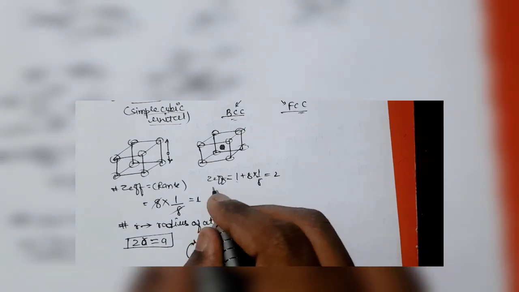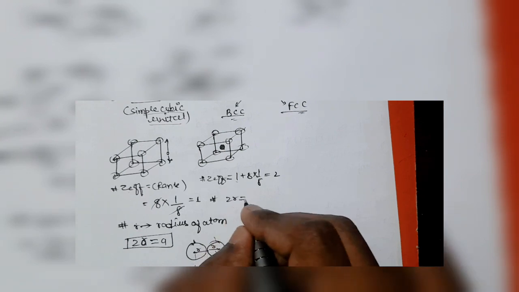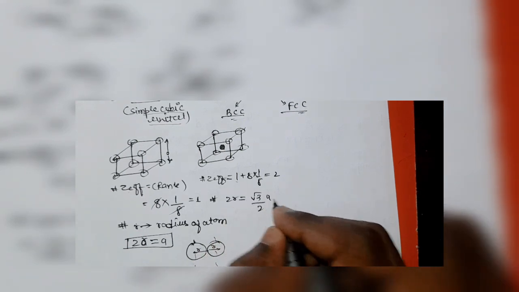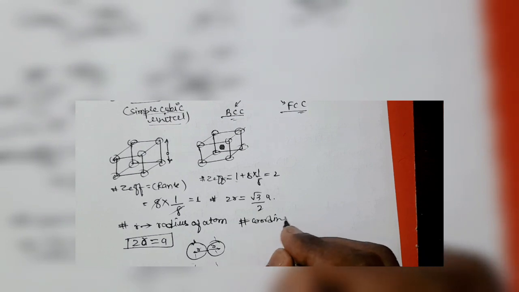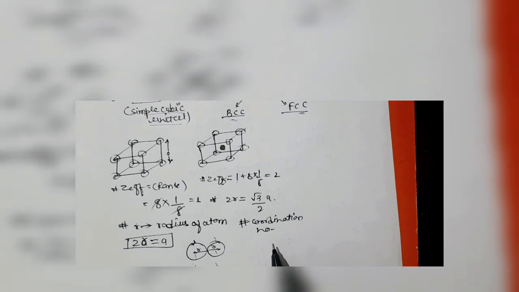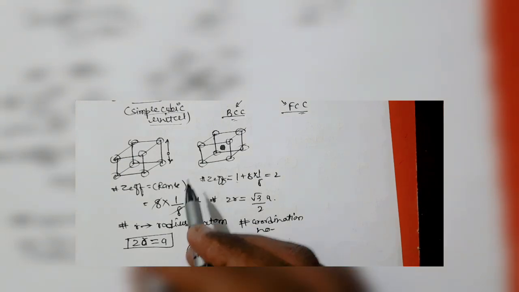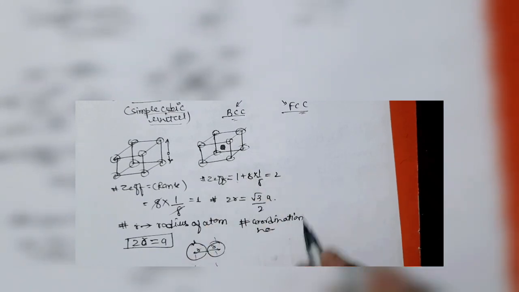Okay, so the first term is Z effective, the second is the relation between r and a, where a is the side of the cubic cell, and the third is the coordination number. Coordination number is the number of nearest atoms. So how many nearest atoms does it have? 1 2 3 4 5 6 7 8. So the coordination number in BCC is 8.